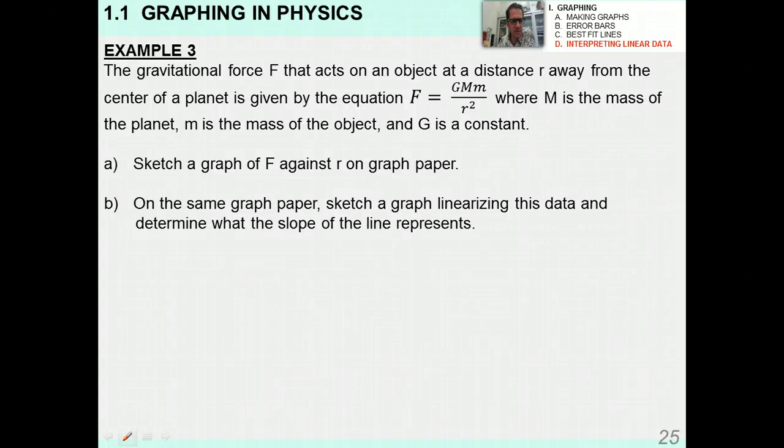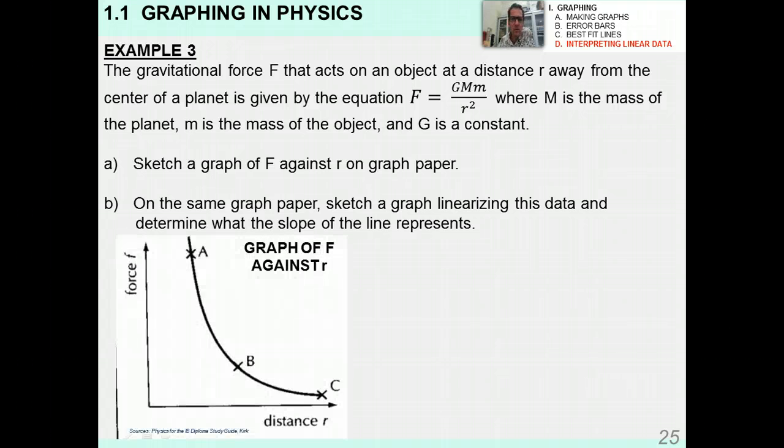All right, so continuing our discussion about how we linearize data in the IB, here's an example that we went through in class. You're asked to graph the gravitational force against the distance r between two masses, big M and little m, and I give you this equation. When you graph this data, you end up with a 1 over r squared relationship. So it's an inverse relationship. Here's your sketch.